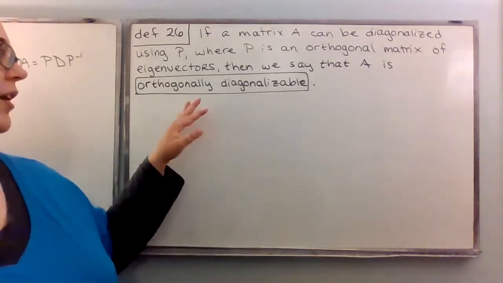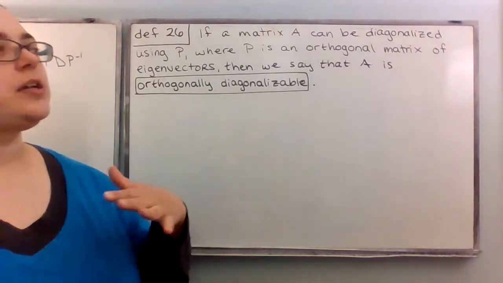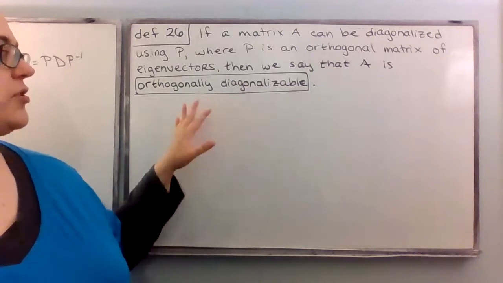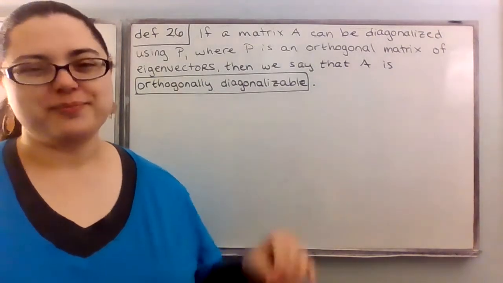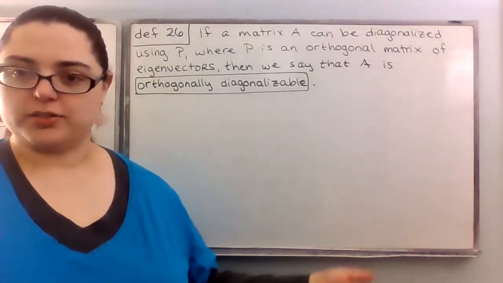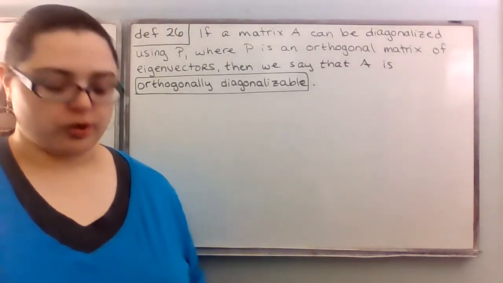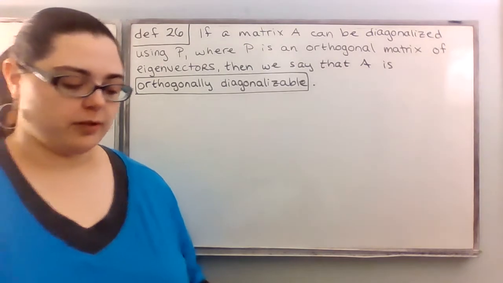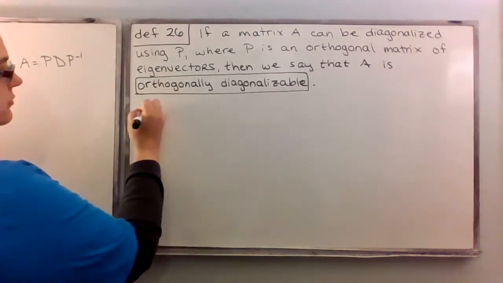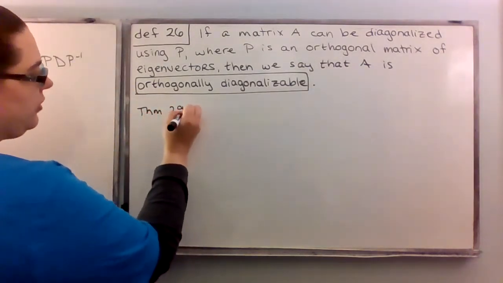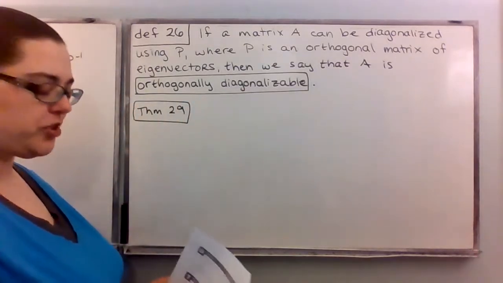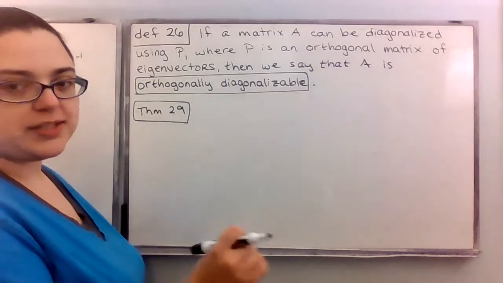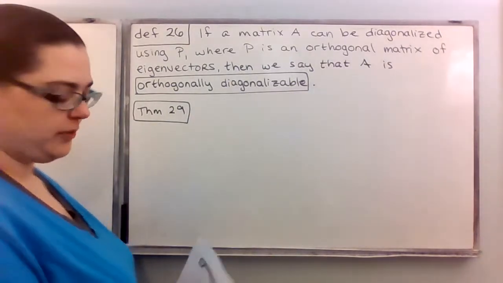So when A is orthogonally diagonalizable, not only does P have to be invertible, but it has to be orthogonal as well. So from this, we get theorem 29. Theorem 29 is a "the following are equivalent" kind of theorem, which means if you know one of the items on this list, you can assume the other two items.